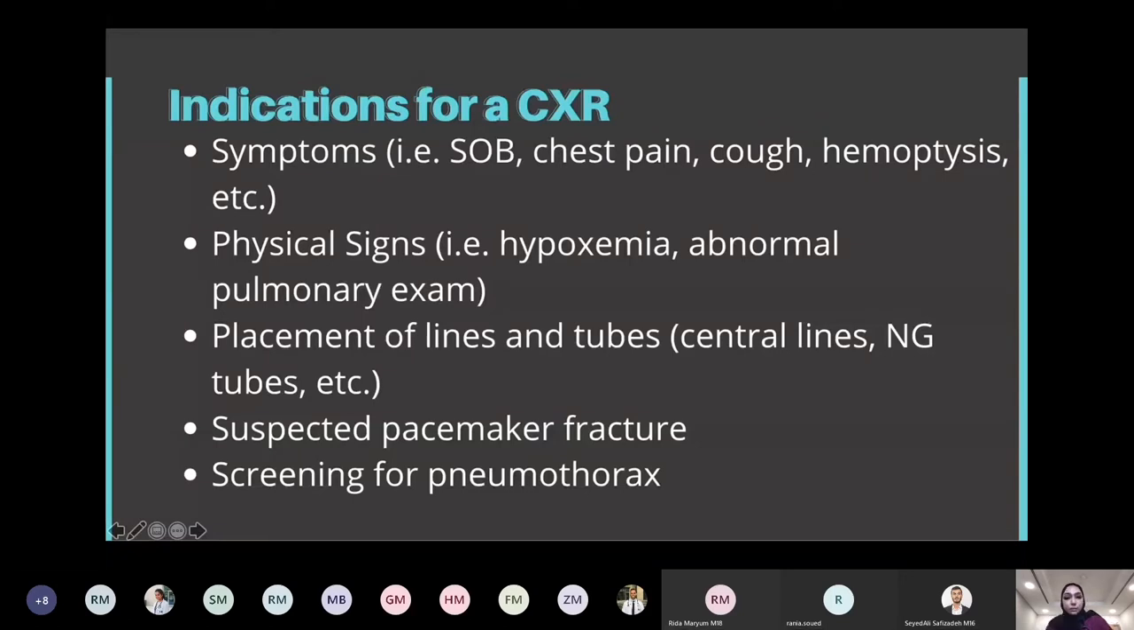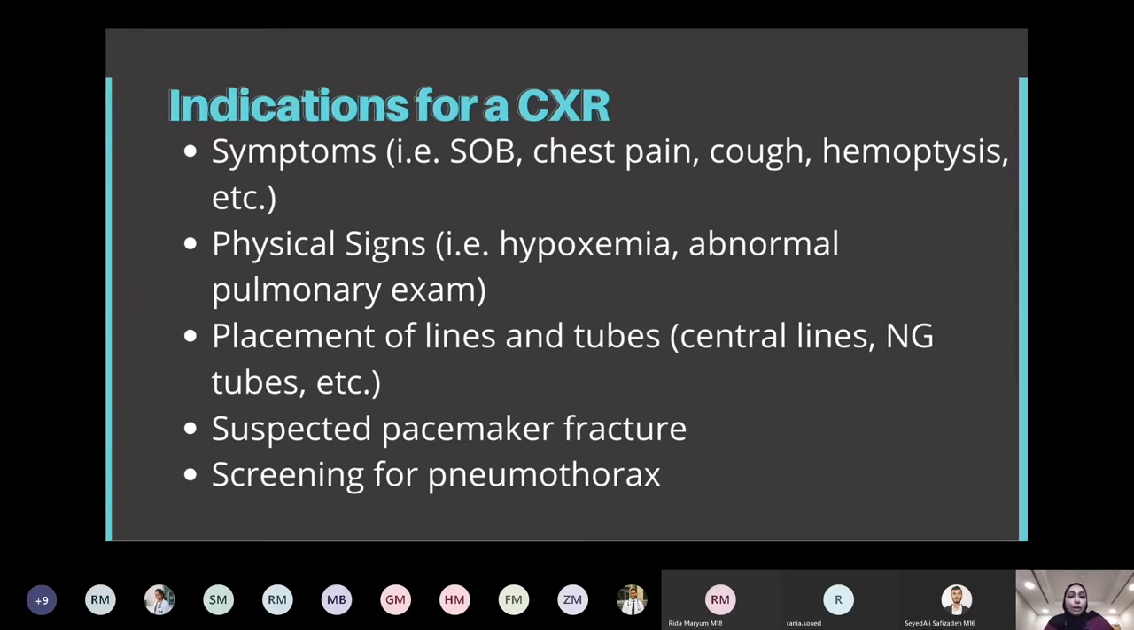So you need to focus on some symptoms. If your patient presents with shortness of breath, chest pain, cough, hemoptysis, which is coughing up blood, or any unusual physical signs such as hypoxemia or an abnormal pulmonary examination, then you need to investigate. If you do a physical examination and notice that their pulmonary exam is a bit off, with crackles, wheeze, any of those signs, that's when you ask the patient to have a chest x-ray done.